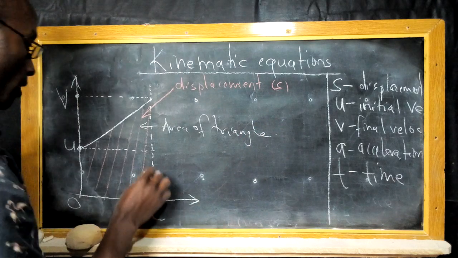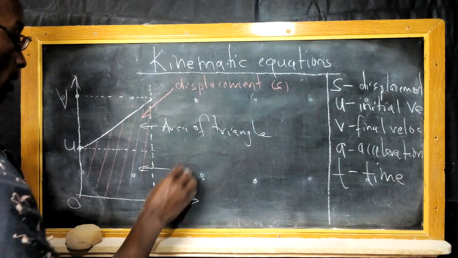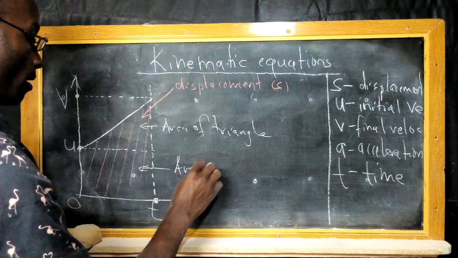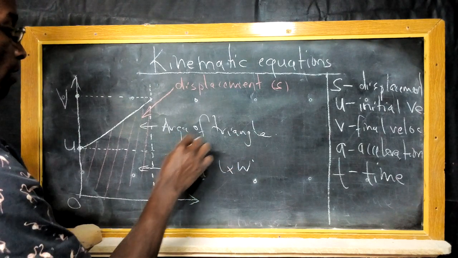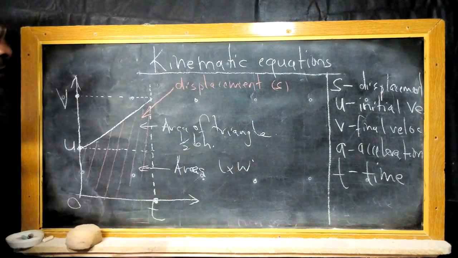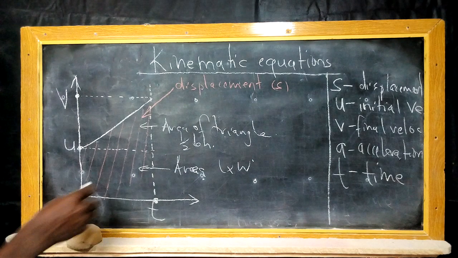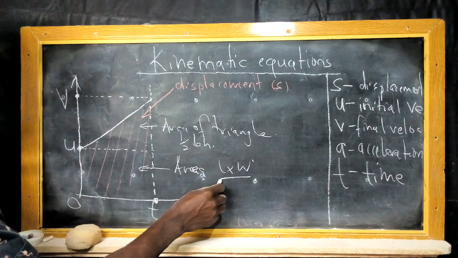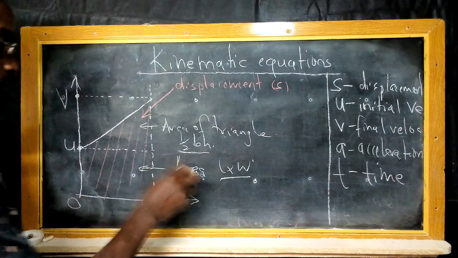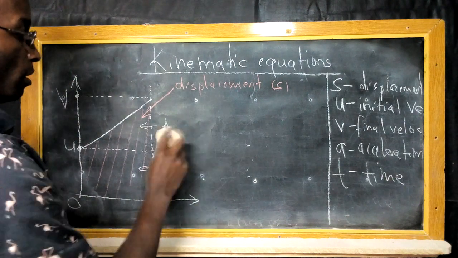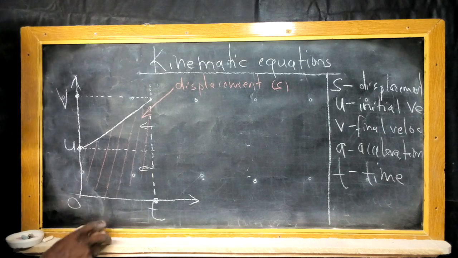And this one particularly, if it's a square or maybe a rectangle, then we can find the area, which is length times width. Now for the triangle, it is a half base times height. So the total area will be length times width plus a half base times height. So let's see, using the initials that we have, how we can find this area.